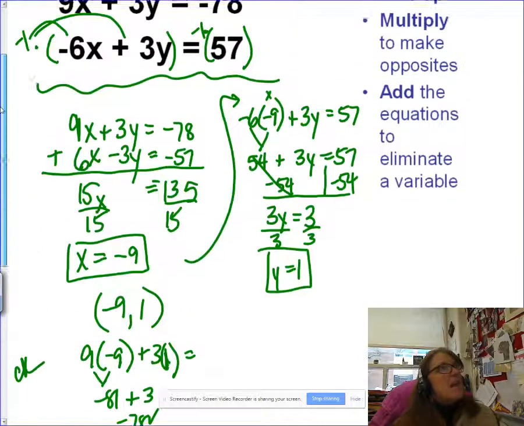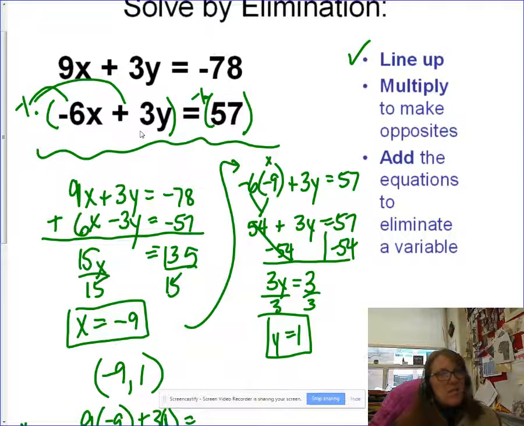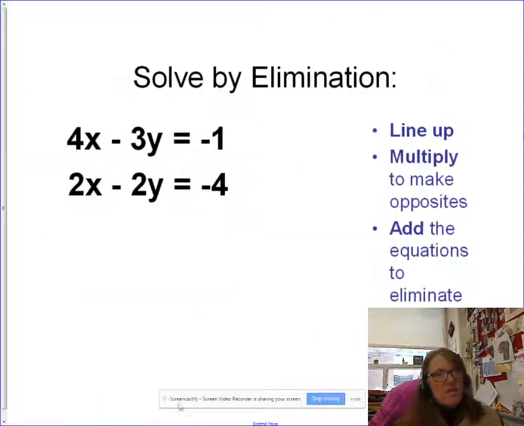So in this case, I didn't have everything automatically set up with opposites. We had to do some manipulation to create opposites there. That's why I said multiply is the second step if you need to create opposites. All right, now let's try some on the next level. All right, so here's your next system. 4x minus 3y equals negative 1. 2x minus 2y equals negative 4. Okay. Everything's lined up. My x's, my y's, the equal sign, my constants. Okay, so everything's in standard form.